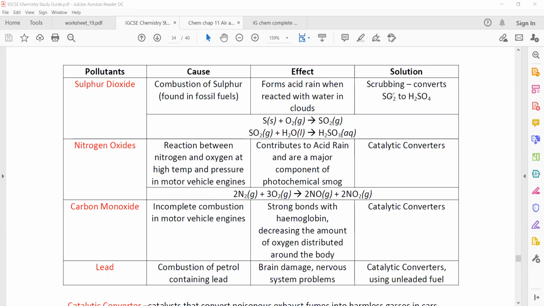And how can we overcome this sulfur dioxide? Scrubbing, which converts sulfur dioxide into sulfuric acid. That will remove or reduce the percentage of sulfur dioxide in the atmosphere. Oxides of nitrogen are produced in the car engine by a reaction between nitrogen and oxygen. Nitrogen and oxygen from air react at high temperature inside the car engine.